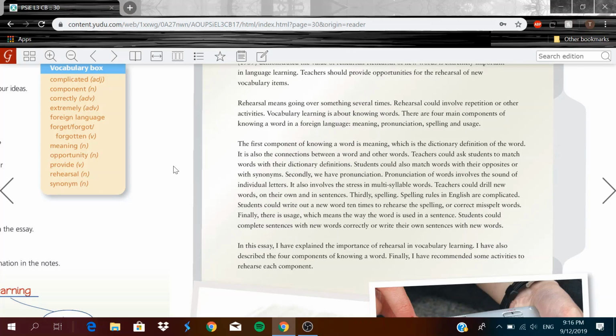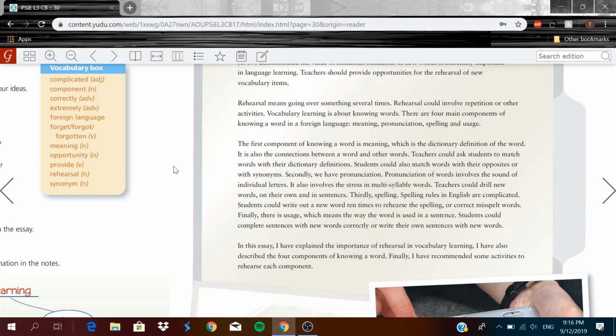Teachers could ask students to match words with their dictionary definitions. Students could also match words with their opposites or with synonyms. Secondly, we have pronunciation. Pronunciation of words involves the sound of individual letters. It also involves the stress in multisyllable words. Teachers could drill new words on their own and in sentences.